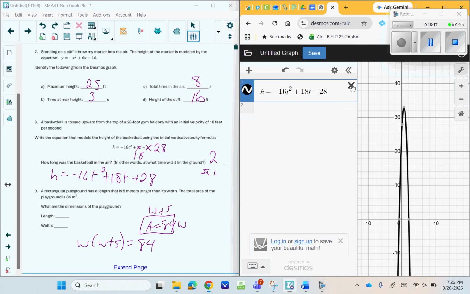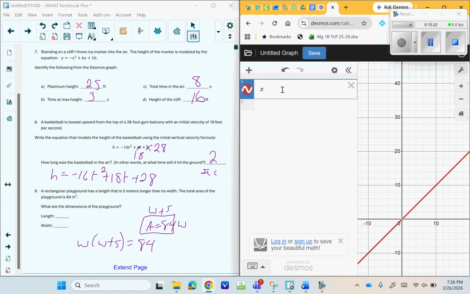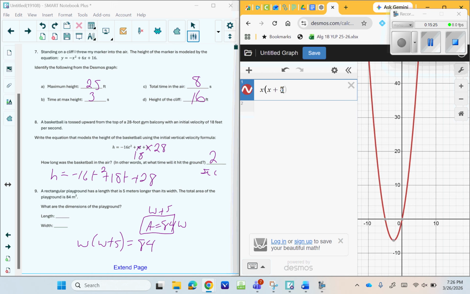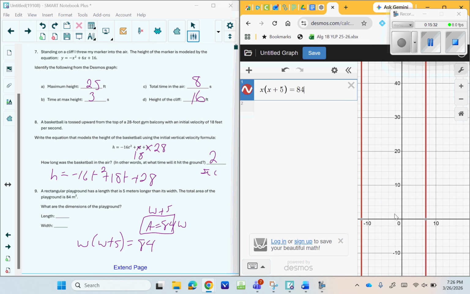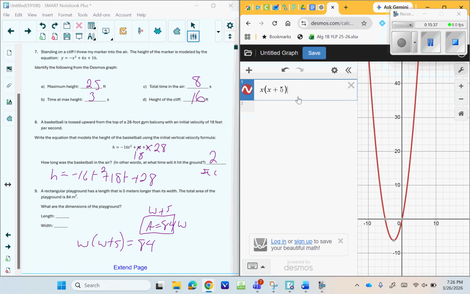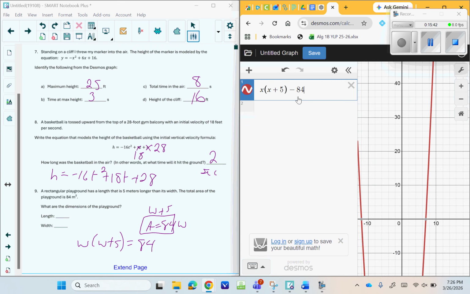So let's just kind of type it in as we see it. And this one you definitely cannot use W, so I'm just going to use X. Okay, and so notice it goes set this equal to 0, so subtract the 84 over, and then we can write it as a parabola, and it's going to give us the same answer. So we have negative 12, and really I don't care about that negative 12 because we can't have a negative number.